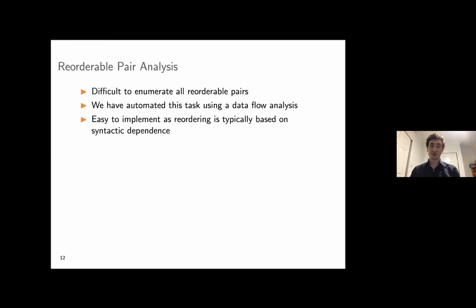Another difficulty with the approach is that you have to enumerate all reorderable pairs, and that can be quite tedious due to the complexity of the weak memory models. But we've automated this away through a data flow analysis, which is fairly easy to implement, as these reordering relations are generally based on a notion of syntactic dependence. So you can just track the reads and writes of a particular instruction to identify what it can and can't reorder with. This gets a bit harder when you consider address calculations, but you can use an alias analysis to improve results in that context.